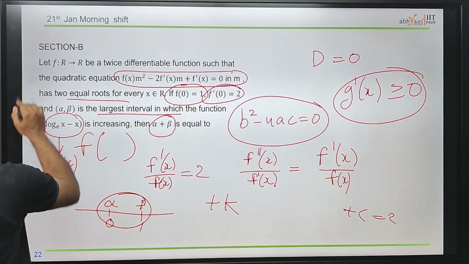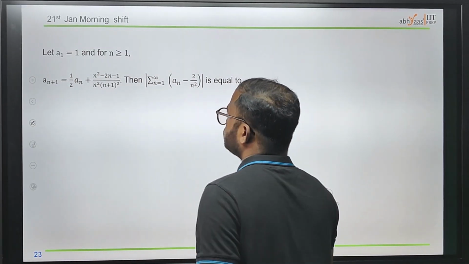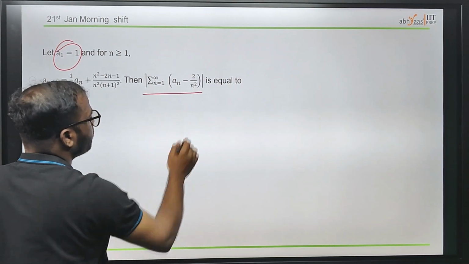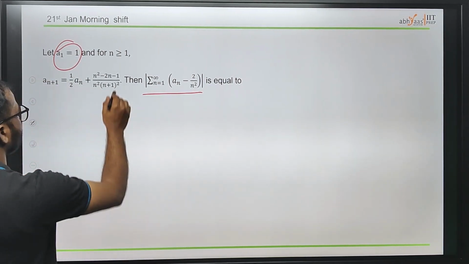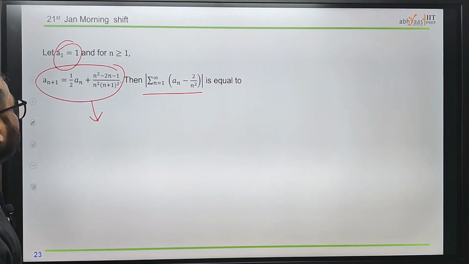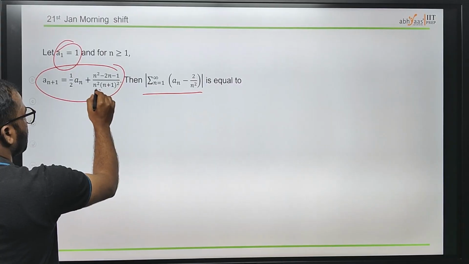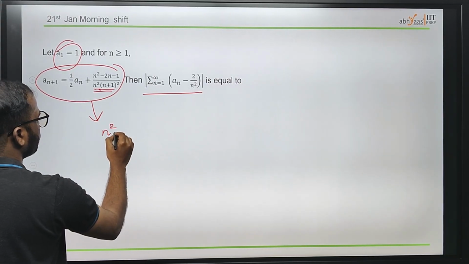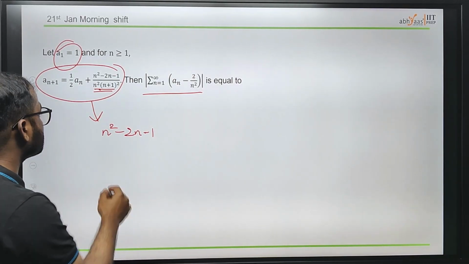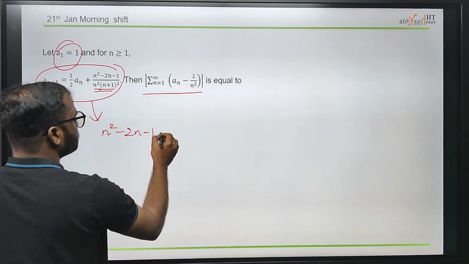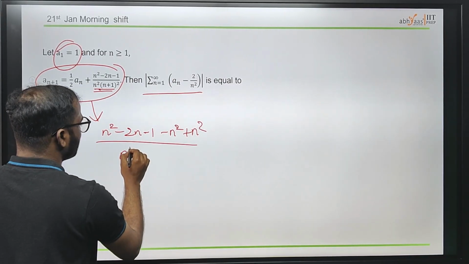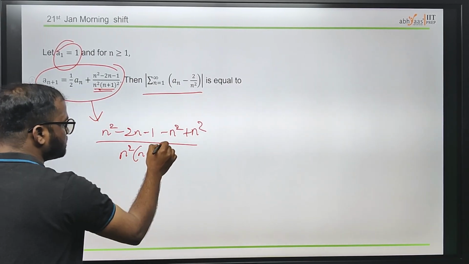Okay, next question we have on the sequence, where they given a1 is equal to 1. If you observe what they given, we have to find this one. If you just simplify this, they given a n plus 1 is equal to 1 by 2 a n, and here we have n square minus 2n minus 1. In order to cancel this one, just give a minus n square plus n square. After doing this we may have some LCM part, we can easily cancel that one.